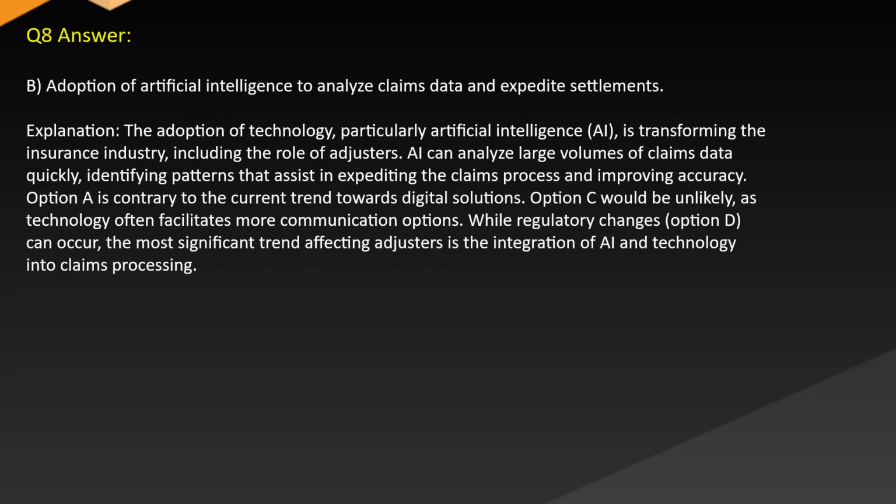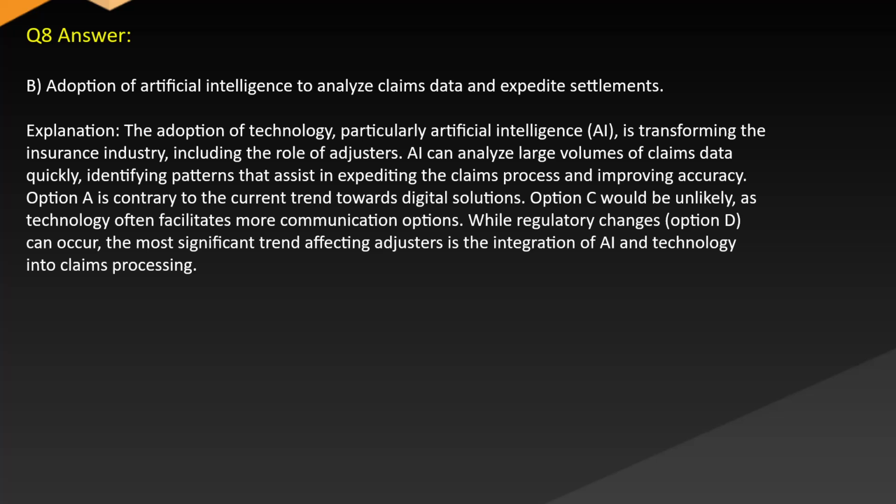Answer: B. Adoption of artificial intelligence to analyze claims data and expedite settlements. Explanation: the adoption of technology, particularly artificial intelligence (AI), is transforming the insurance industry, including the role of adjusters. The AI can analyze large volumes of claims data, quickly identifying patterns that assist in expediting the claims process and improving accuracy. Option A is contrary to the current trend towards digital solutions.